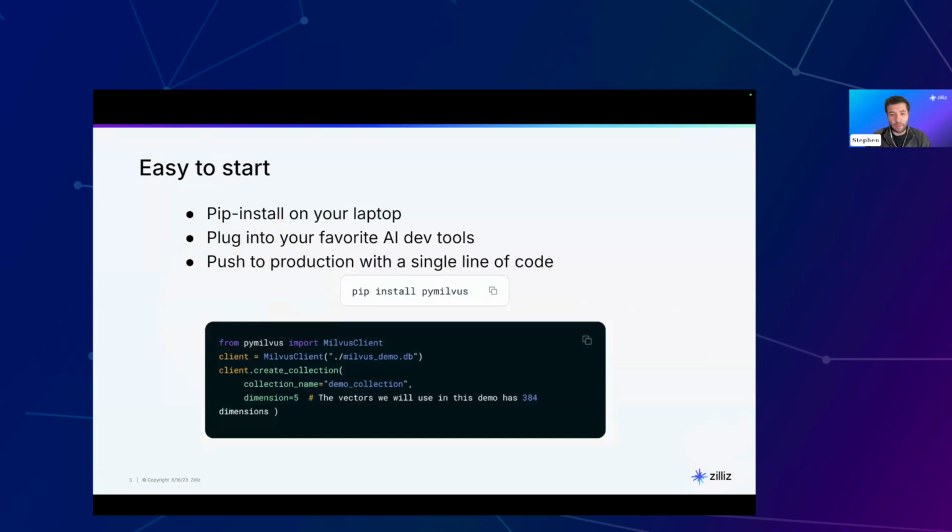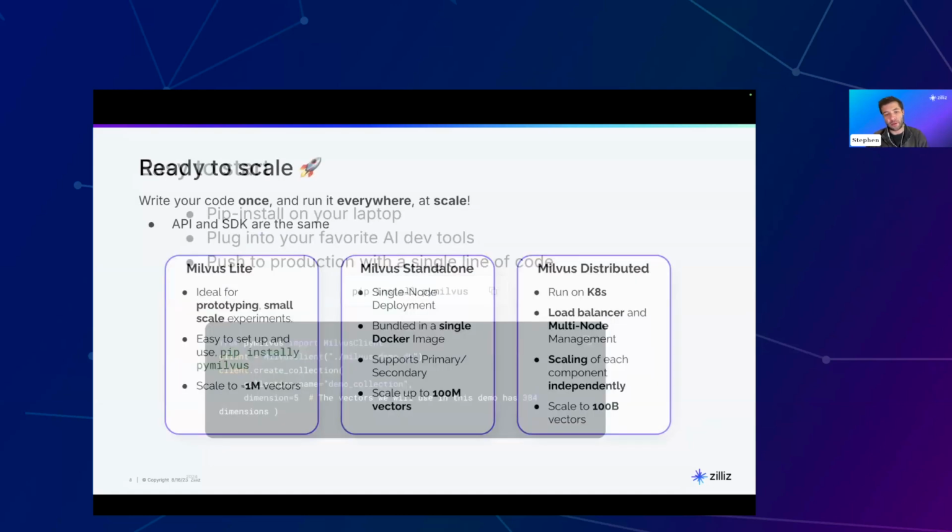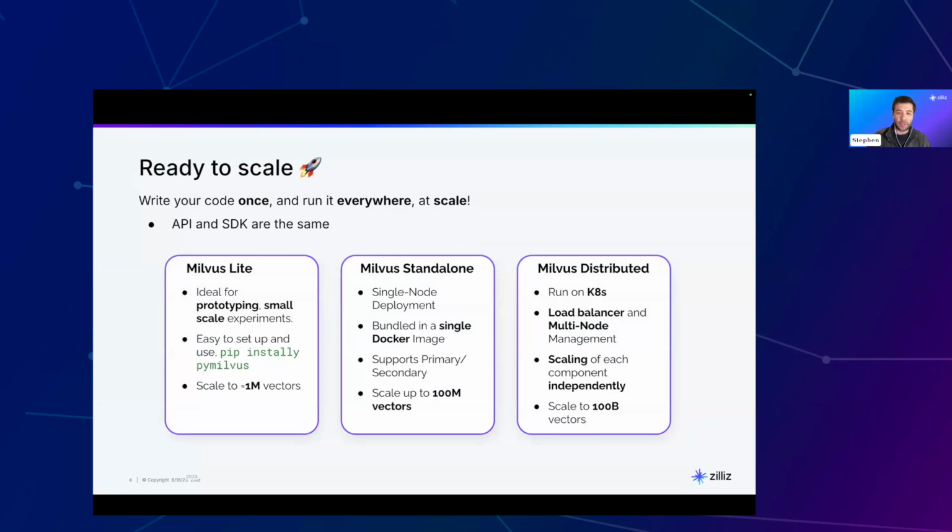For the people that are not familiar, Milvus is what we call easy to start. You can start with a pip install on your laptop, and then you can plug it into different AI tools. But we're also ready to scale. You write your code once, and you run it everywhere at scale.